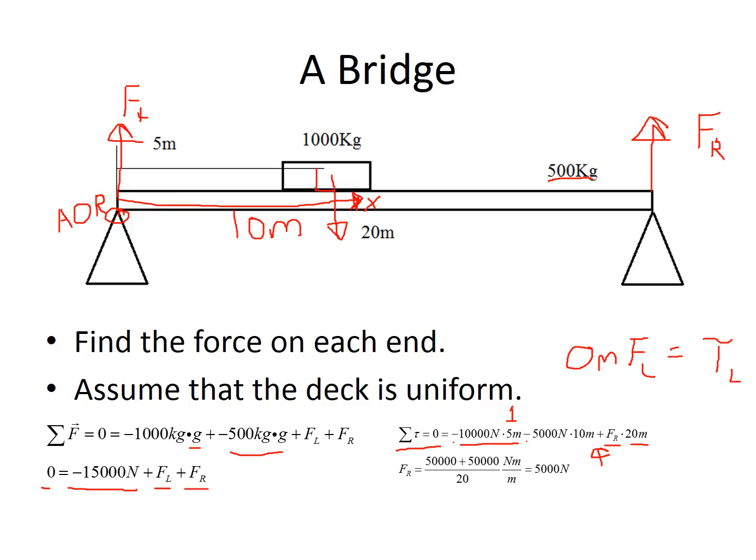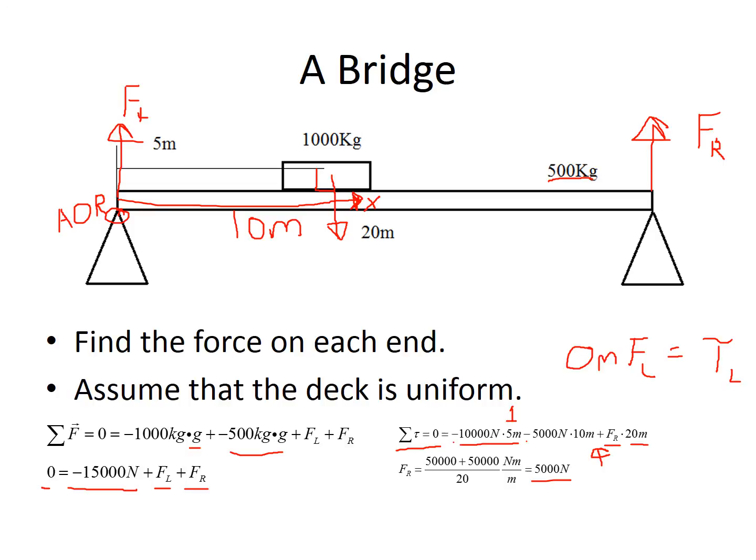So the force on the right side is the sum of negative 5,000 times 10 plus negative 10,000 times 5, which gives us 100,000, divided by 20. When you do the algebra, you move that to the other side, that becomes positive. Move that to the other side, that becomes positive. And you divide by 20, so you have 100,000 divided by 20, which is 5,000. So our force on the right is 5,000 newtons.